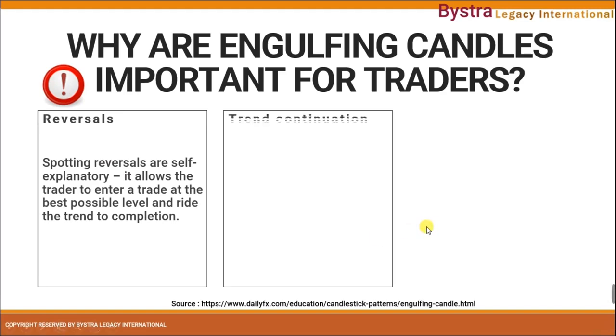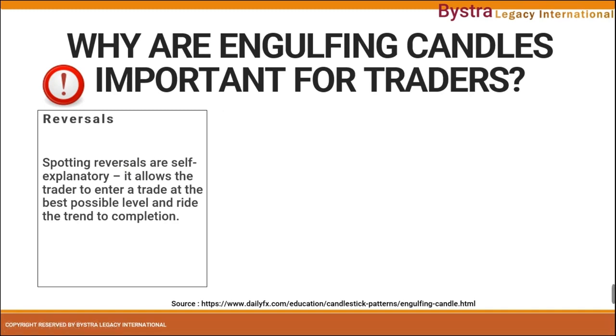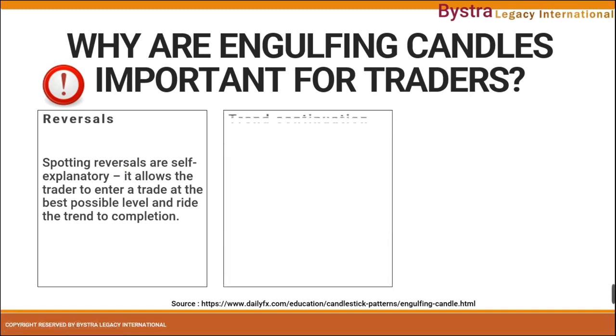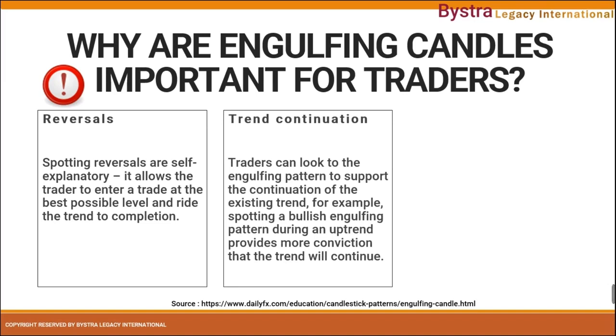Next, when an engulfing candle is formed in the middle of a trend, this is a sign that the trend continuation is still very strong. For example, when price is in an uptrend, price forms a bullish engulfing in the middle of the trend, which then convinces the traders that it is still on the strong bull side.